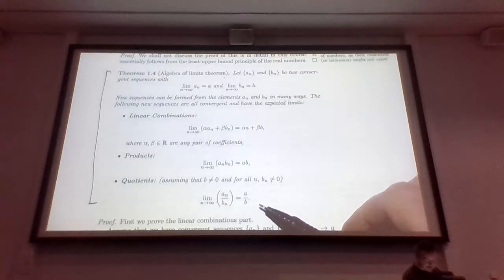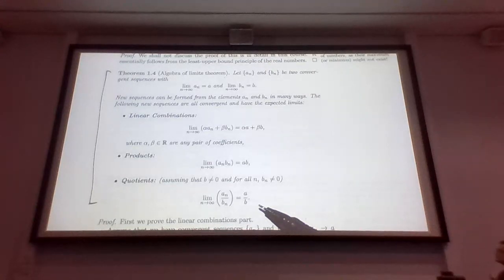And the third one is a similar property, but this time regarding quotients. Again, in the round bracket in the third property, we've got a new sequence whose nth term is defined as an divided by bn. Now, when you're dividing, you have to be careful to avoid 0. So assuming that none of those bn's are 0, and assuming the limit b is not itself 0, this property says that the limit of this sequence is simply a divided by b. So that's what theorem 1.4 says.